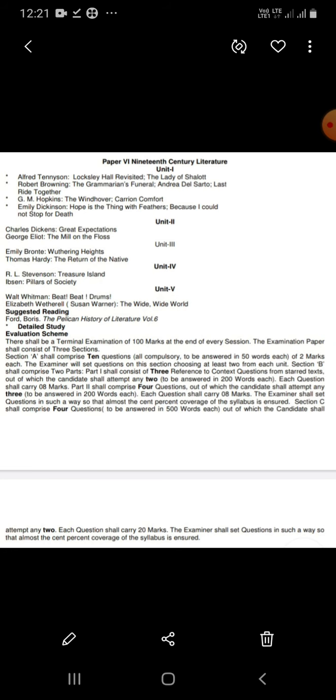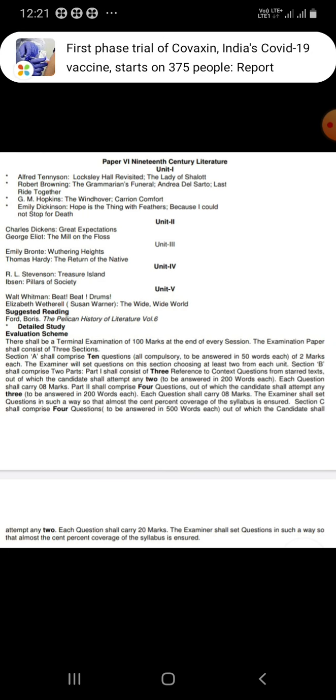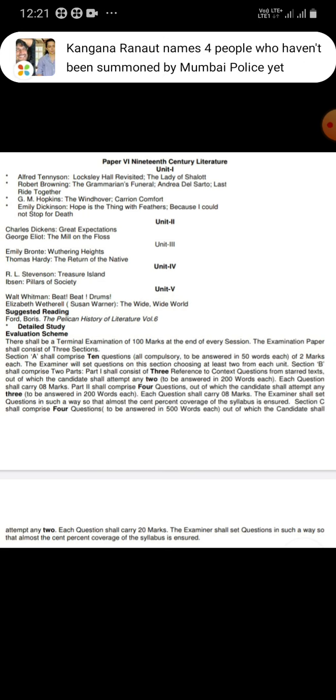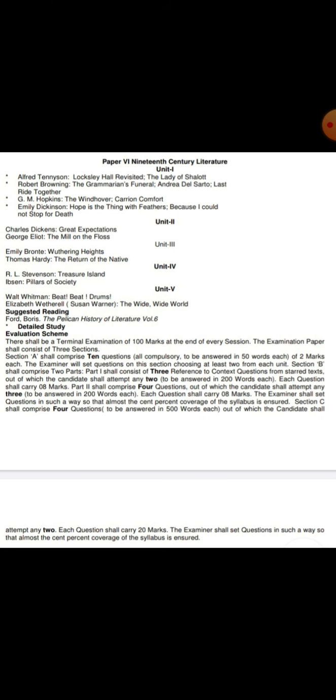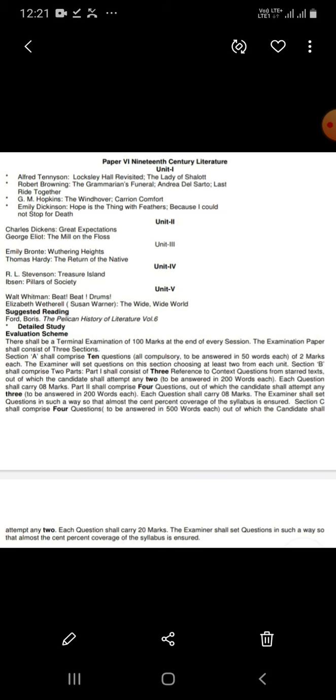So this examination paper will consist of 3 sections. Now this is something very important. There will be section A, B and C. Out of that, in section A, there will be 10 questions. These 10 questions will be compulsory. That means you are supposed to answer all of them. And the word limit for each of them is 50 words each. And the weightage is 2 marks each.